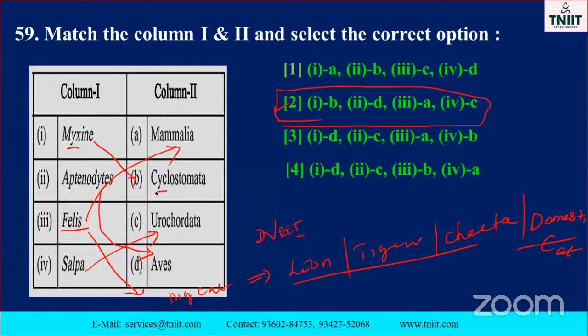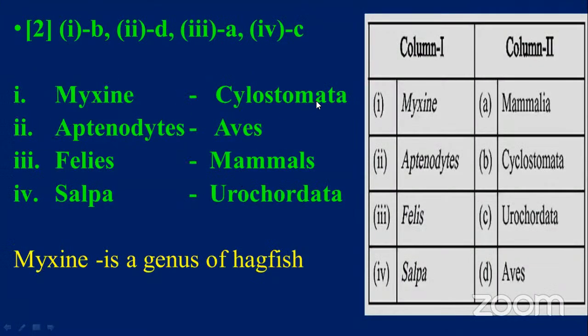Myxine is a cyclostomata. It's a round mouth fish. Hagfish. F-I-S-H. Okay. See the option. Myxine, Cyclostomata. See, Myxine is a genus of hagfish. Appendicularia, yes. Felis. Mammals. Already I have given so many examples. Tiger, lion. Salpa is a urochordate. Okay. That thing is also very, very important, my dear student.